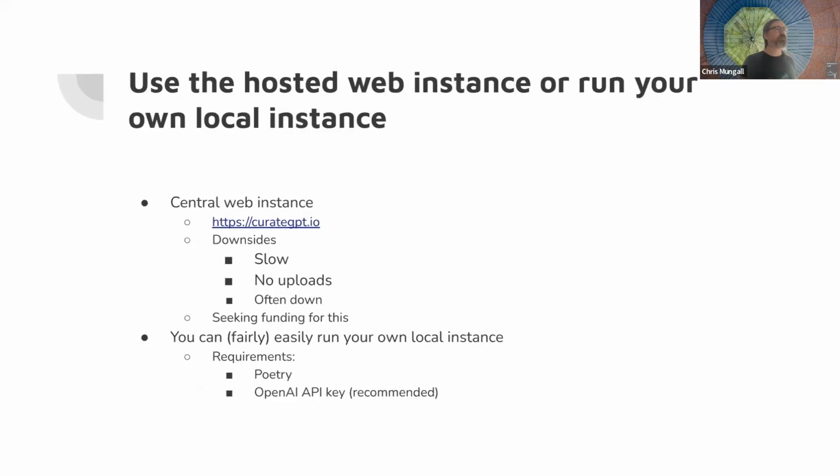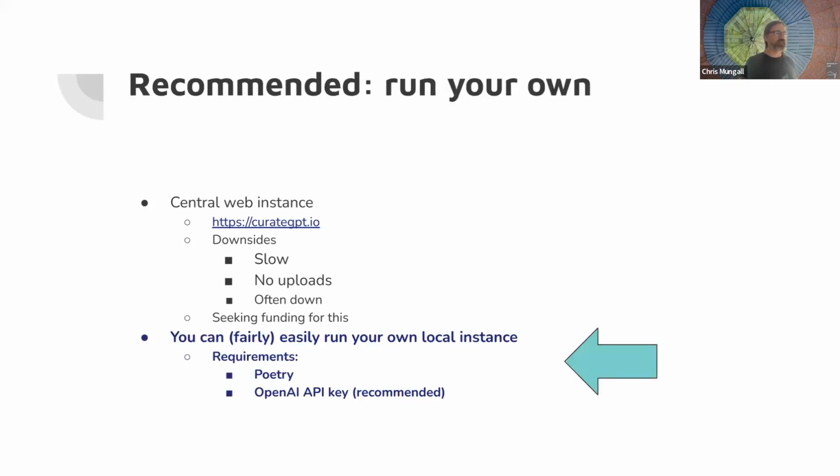So you can either use the hosted web interface or you can run your own local instance. The downside of the web instance is that it's running on a quite minimal, low cost Amazon EC2 server at the moment, so it's quite slow. You're not able to upload your own data, and it's occasionally down. We're looking for funding to develop this more robustly. But what I would recommend for now is that you run your own local instance. This is fairly easy to do, and I'll walk you through this.